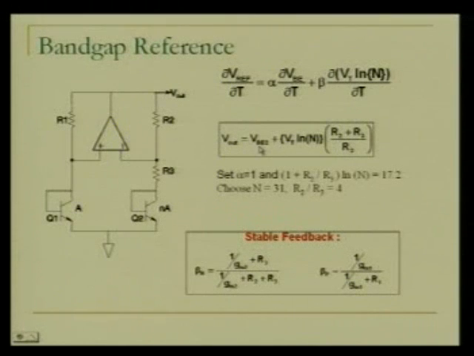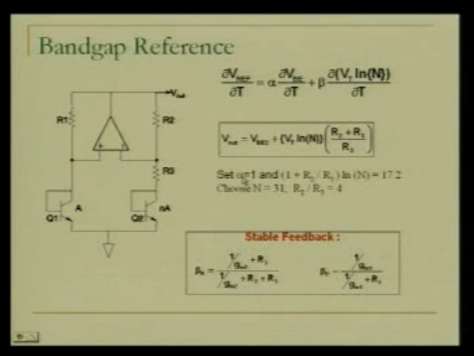If you solve this, you will get the output at this node, V out, that should be equal to VBE2 plus VT ln n, that is the difference. And as we have introduced this R1 and R2 circuitry, this will lead to this type of expression. The expression of V out comes like this. Now just compare it with this equation.